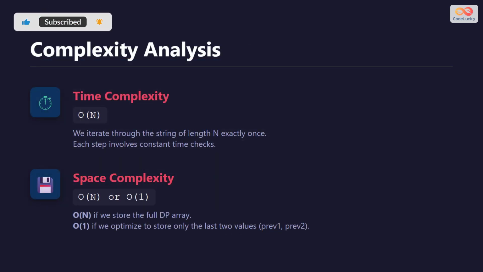This approach is highly efficient. We iterate through the string exactly once, performing constant time checks at each step, giving us linear time complexity. The space complexity is also linear, but can be optimized to constant space by only storing the last 2 values.